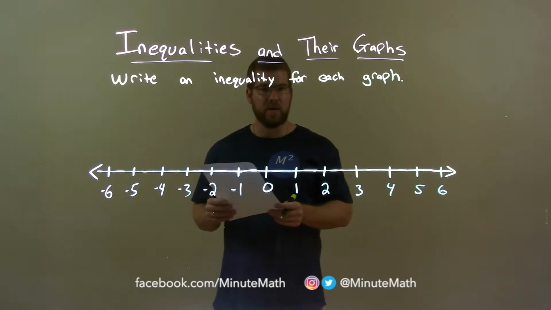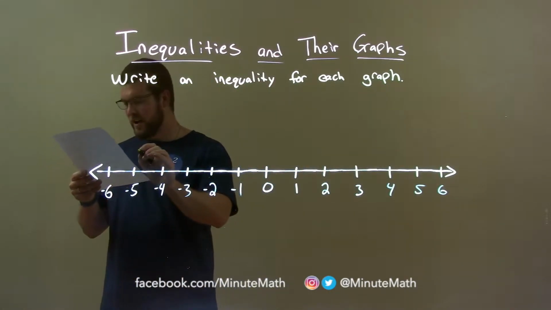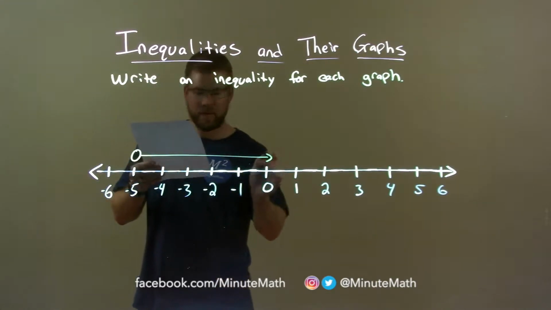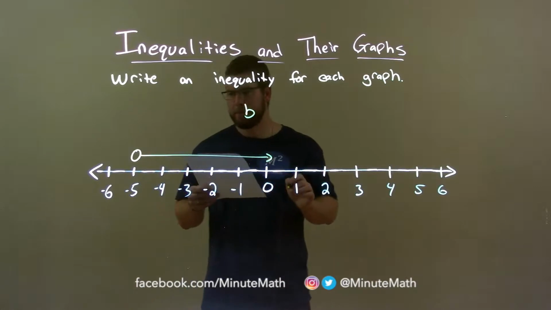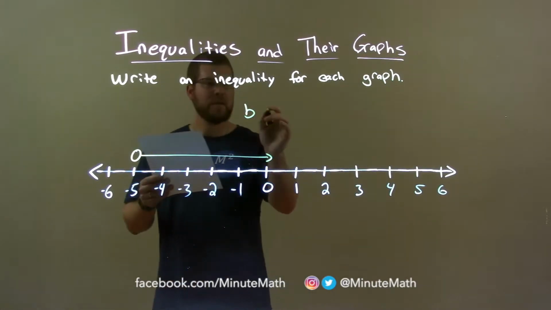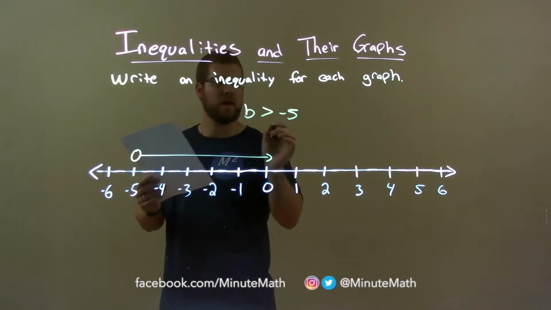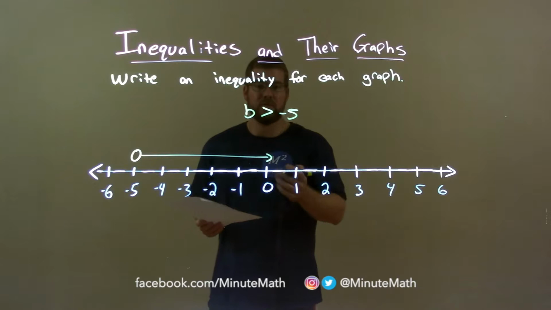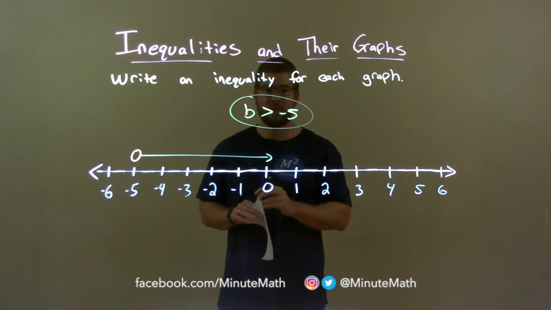If I was given this graph, actually, we have an open circle at negative 5 here, and we're shading to the right. Well, we'll choose the variable b here. Since we're shading to the right, b is greater than that negative 5, where we're starting. Now, we have an open circle, so it's just greater than, no equal to, and that's it. Our answer here is just b is greater than negative 5.